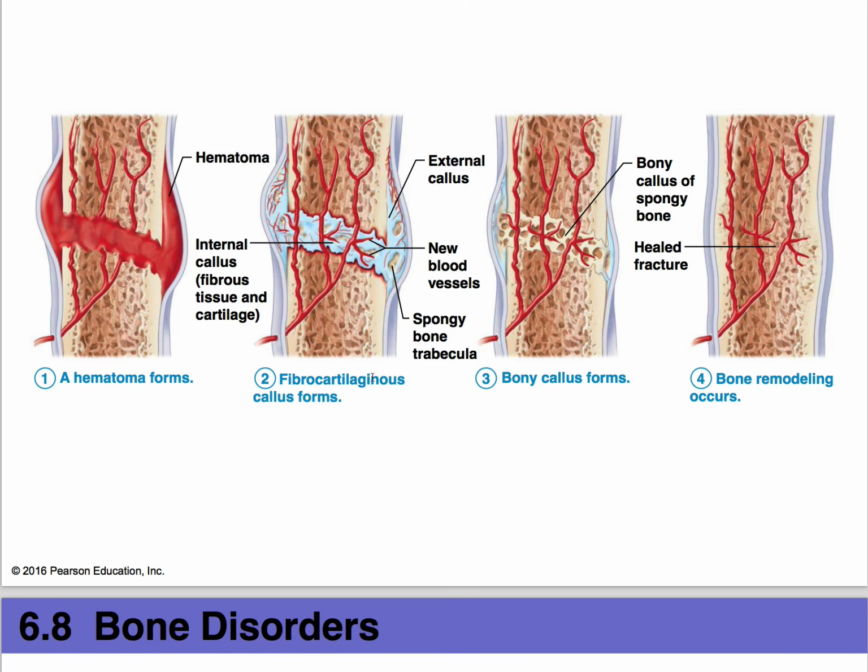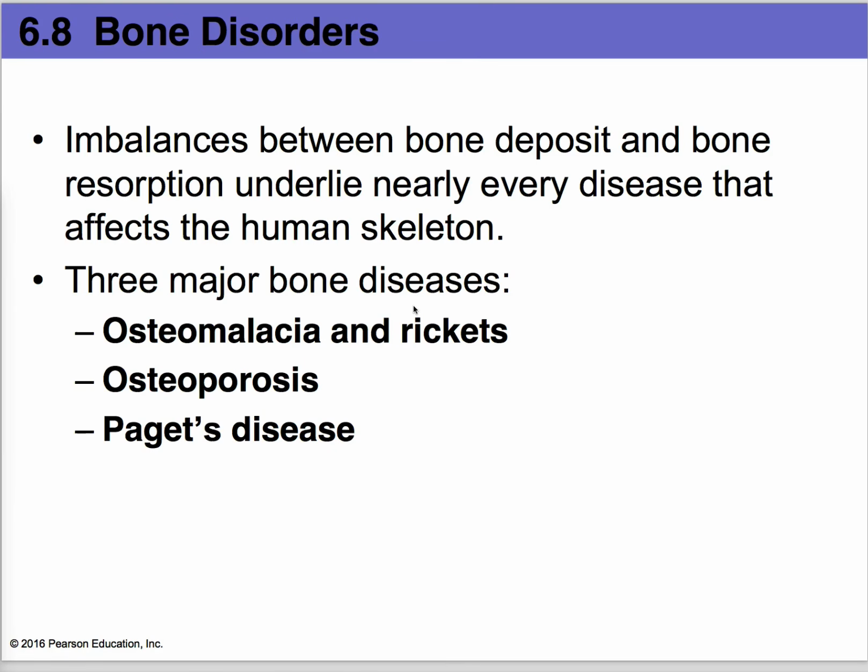Step 2 is a fibrocartilaginous callus forms, step 3 you end up getting a bony callus that forms, and step 4 you end up having bone remodeling that takes place. Okay. Now we're going to be talking about bone disorders.